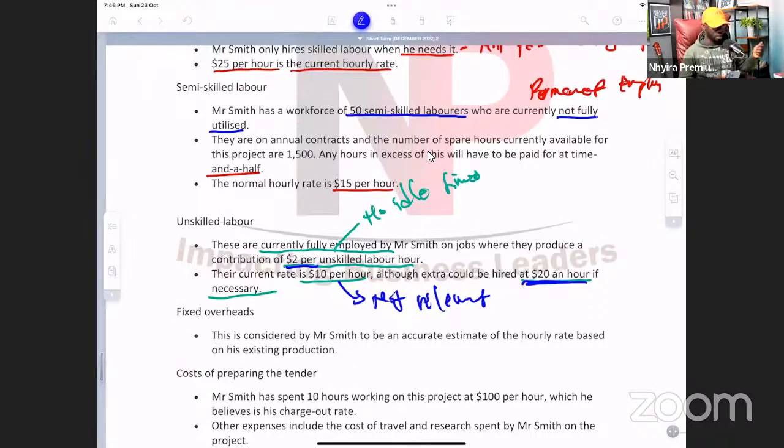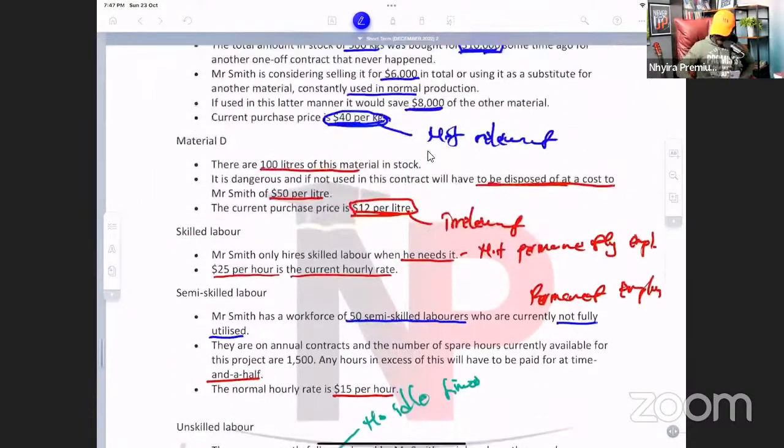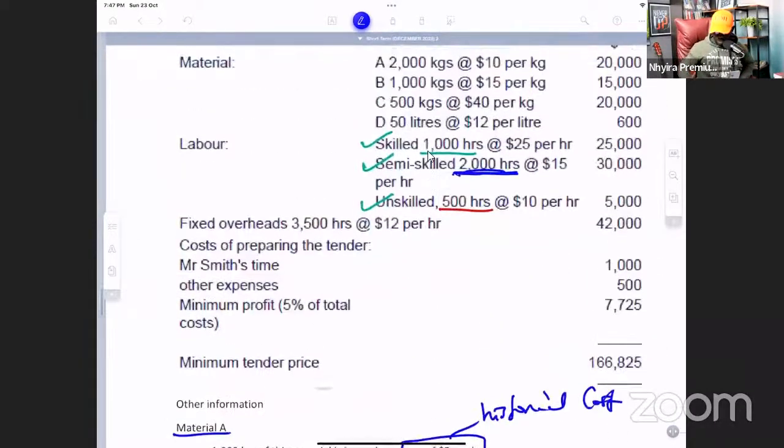But you have to be careful about what is going on. It says that these are currently fully employed by Mr. Smith on jobs where they produce a contribution of $2 per unskilled labor hour. So how many hours do we need? We need 500 hours.